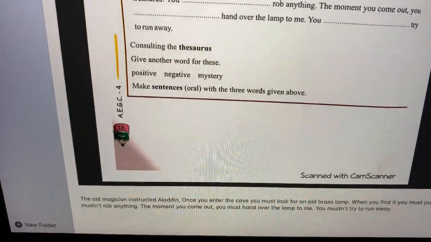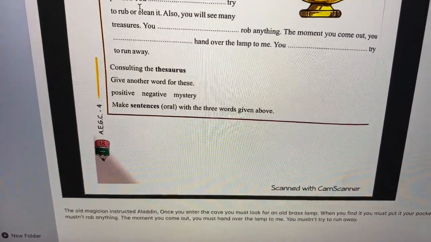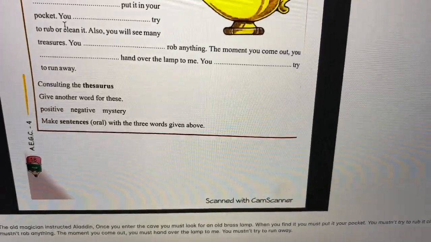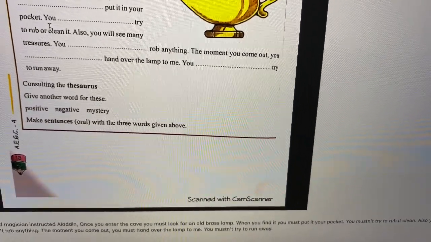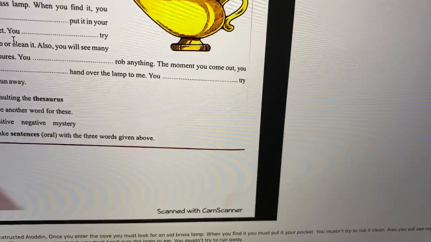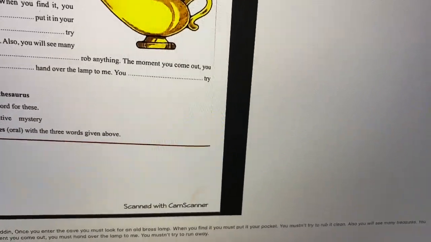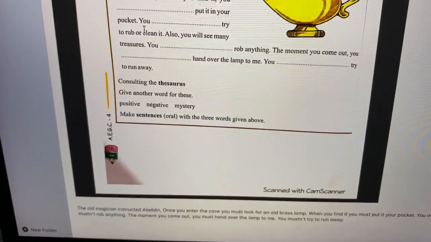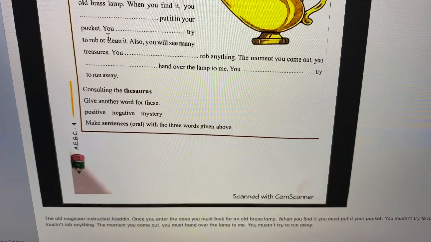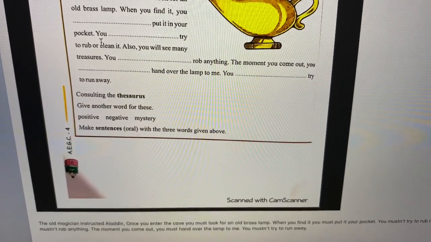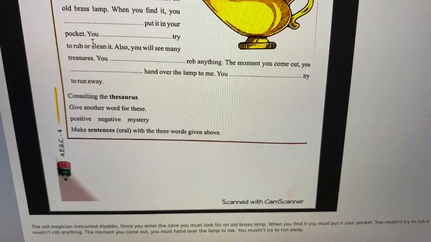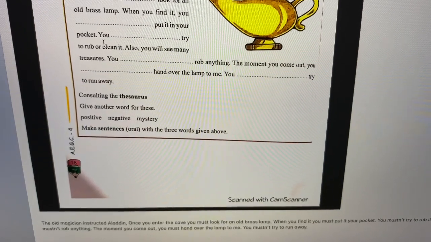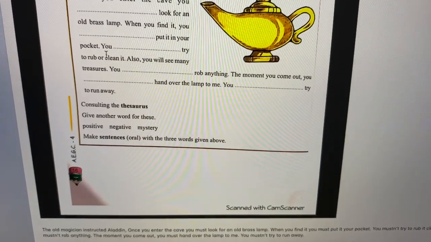So the old magician instructed Aladdin, once you enter the cave, you must look for an old brass lamp. When you find it, you must put it in your pocket. You mustn't try to rub it clean. Also, you will see many treasures. You mustn't rob anything. The moment you come out, you must hand over the lamp to me. You mustn't try to run away. Okay? So this is the way you need to fill in the blanks using must and mustn't in this exercise.